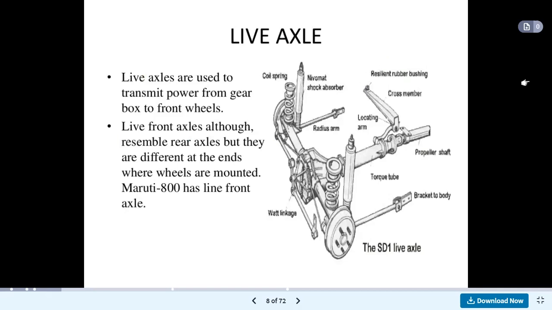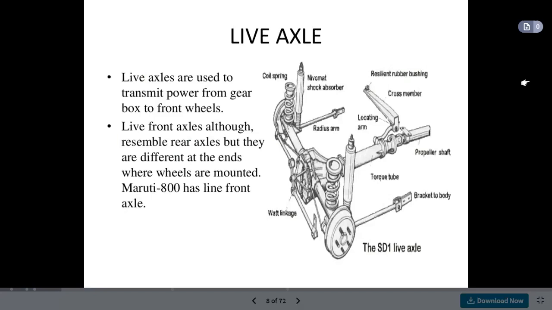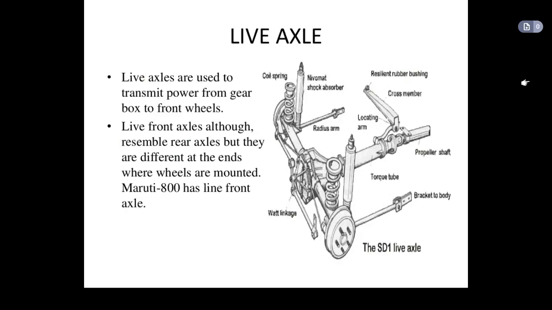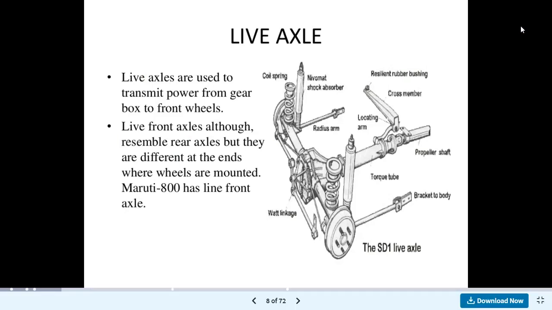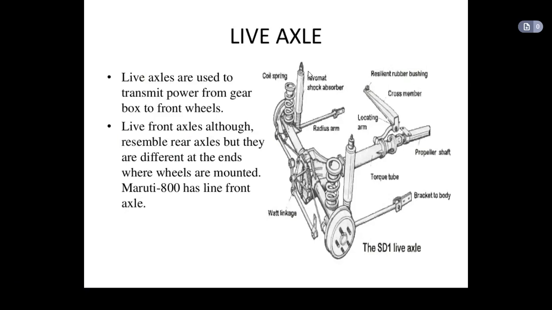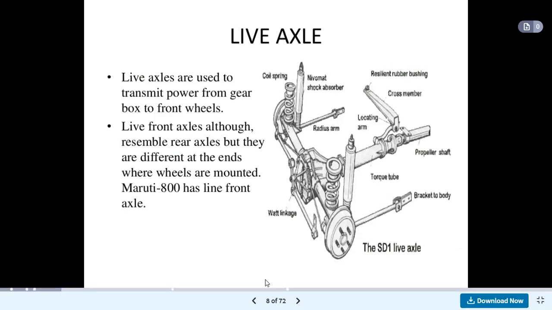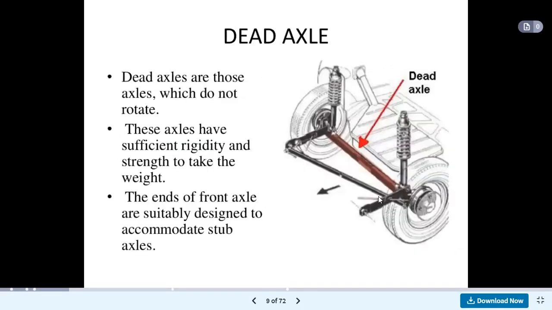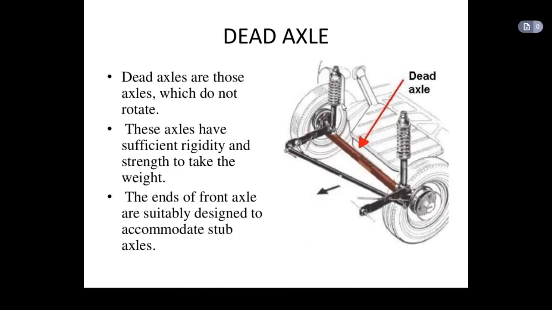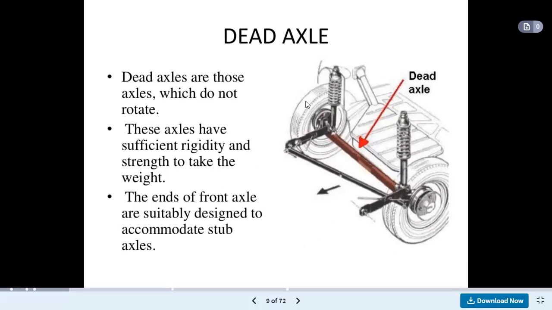So live axles are used to transmit power from the gearbox to the front wheels. So a live front axle resembles the rear axle, but they are different at the end where the wheels are mounted. If we take an example, Maruti 800 has a live front axle. So these are the different components related to the live axle. Dead axle is also provided. Dead axles are those axles which do not rotate. So rotation is not possible in the case of a dead axle. These axles have sufficient rigidity and strength to take the weight.